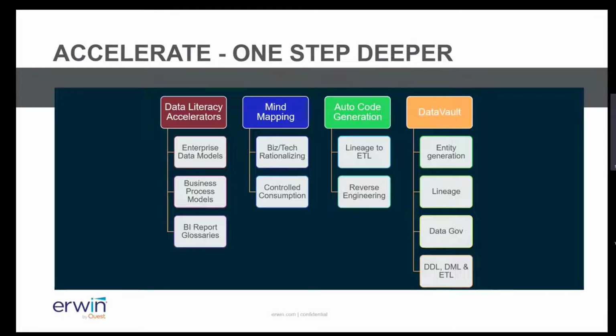Auto code generation: if you're looking at data lineage and you really want to perform some action besides seeing that static map of where the data comes from and where it goes to, we can reverse engineer as well as create code from the actual data lineage itself. And then finally, if you're a big believer in Data Vault, lots of things that we can do from a Data Vault perspective, including creating your entities, providing support for lineage and governance, and creating DDL, DML, and ETL within that, say, Snowflake environment.